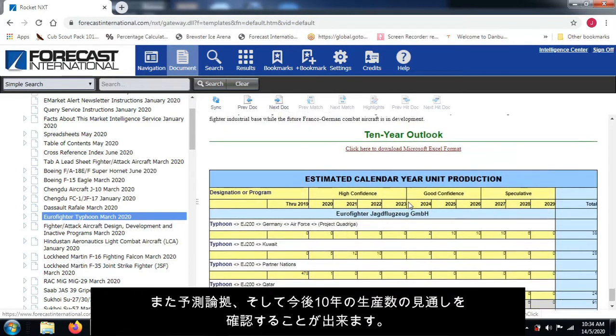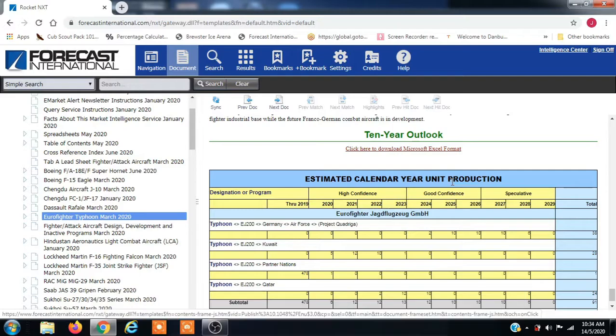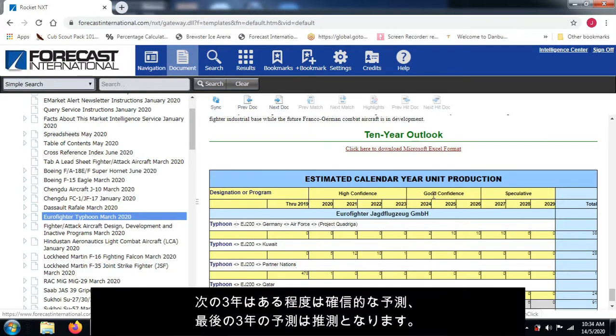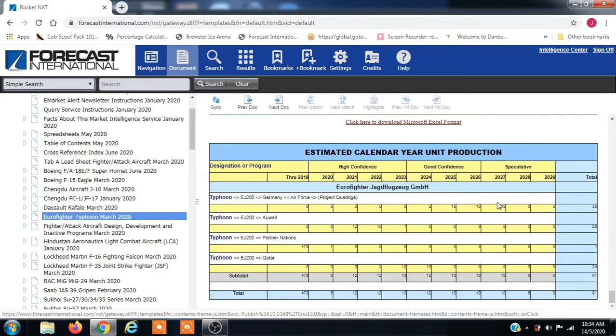And finally, the 10-year outlook, estimated calendar year unit production. Designation is on the left-hand side always. The first 4 years or 3 years are high confidence. The following 3 years are good confidence. And finally, the last 3 years of the 10-year forecast are speculative.